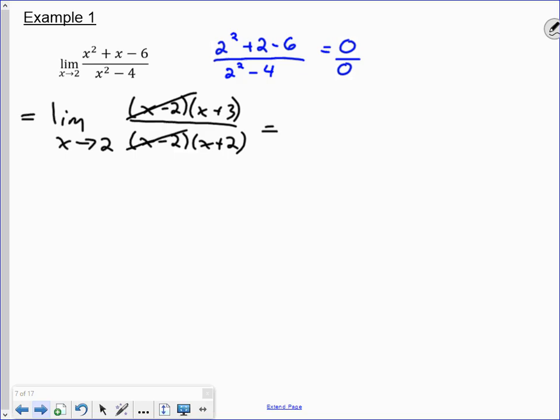And then we went ahead and we did this by direct substitution. So we subbed in 2 for x to get 2 plus 3, and 2 for x to get 2 plus 2. And our value is 5 over 4.